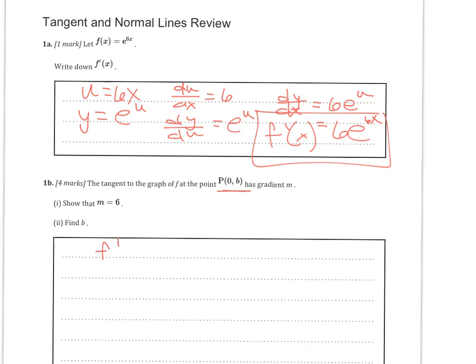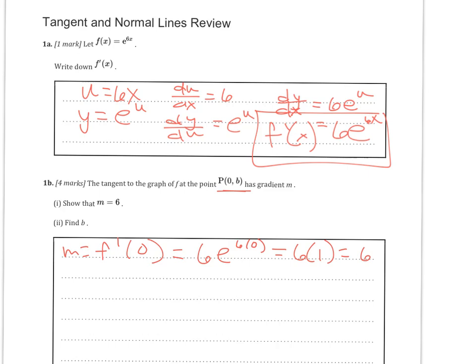Well, the x value of point P is 0. So the slope is going to be the first derivative when we substitute 0 for x. When we do that, it gives us 6 times e to the 0. We know e to the 0 is just 1, so that shows that the slope is 6.